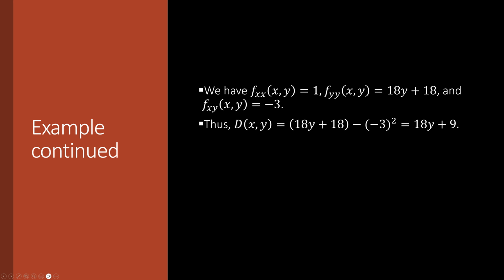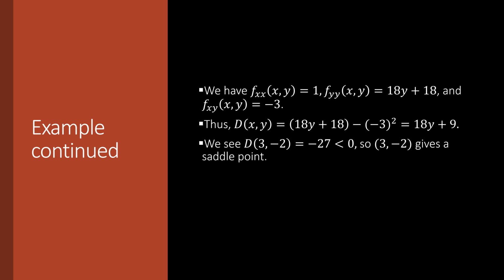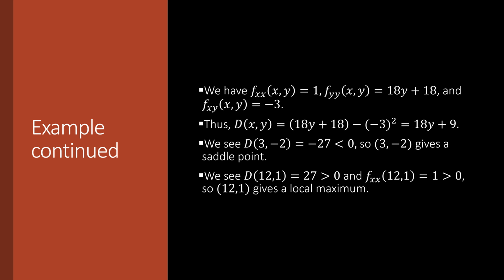And now I just evaluate this at my two critical points. So D of (3, negative 2) is negative 27, which is less than 0. So that tells me that (3, negative 2) gives us a saddle point. And if we look at D of (12, 1), this is 27, which is bigger than 0. So that means we're going to have a local maximum or a local minimum. And then we see our second partial with respect to x is always 1, which is positive. So that's going to give me a local minimum.